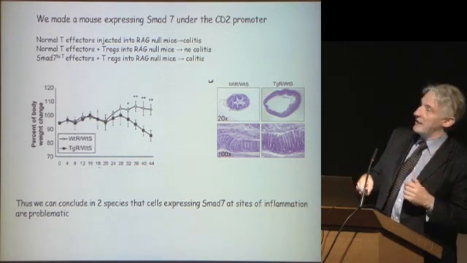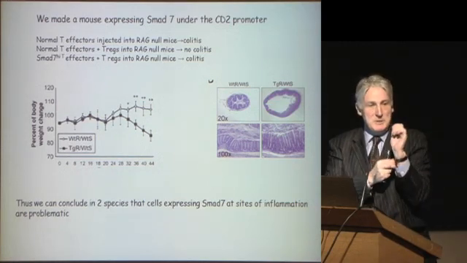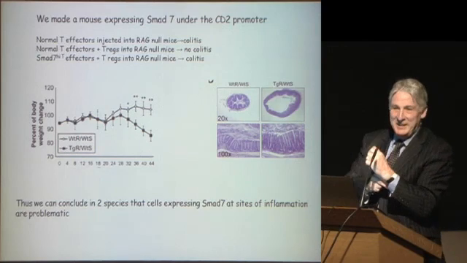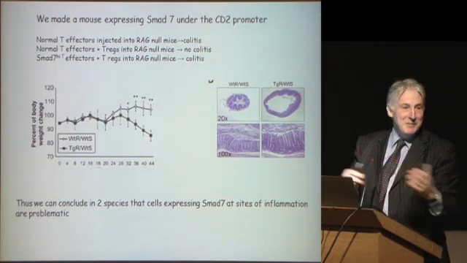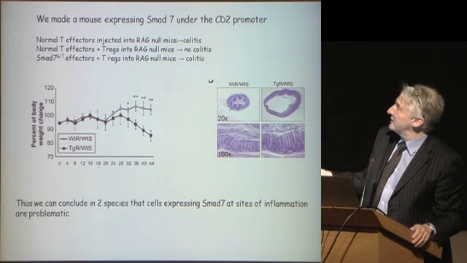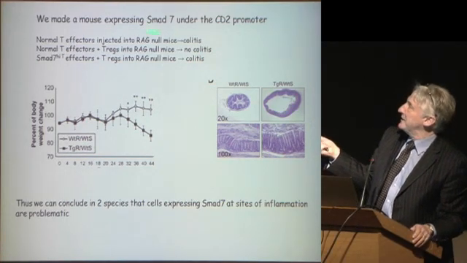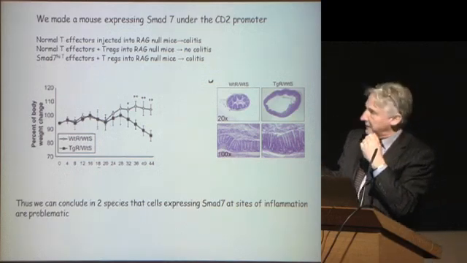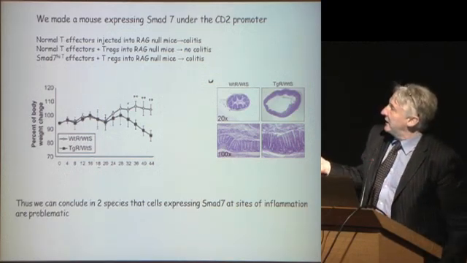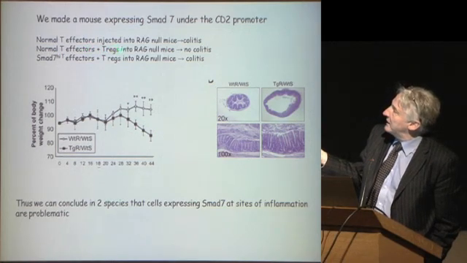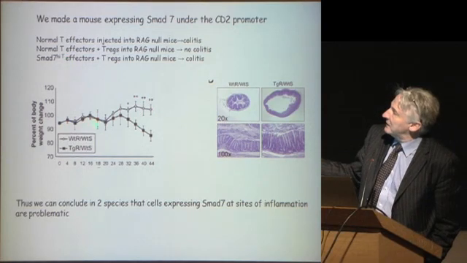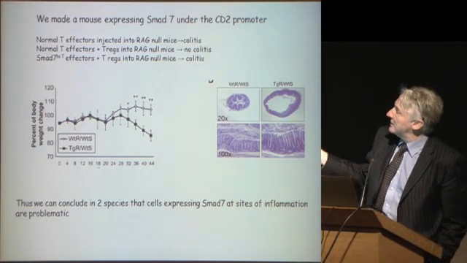One of the things the Americans like is to make mice, so Massimo also made a mouse. I don't know where this comes from, this thing about you do a good experiment on people and they don't believe it unless you do it in a mouse. So Massimo made a mouse expressing SMAD7 on the CD2 promoter, and we put it into Fiona's assay. And we just took normal T effectors and normal Tregs, and they don't get any colitis. But if you use SMAD7 T effectors, they still get colitis. And you can see the lesions here.